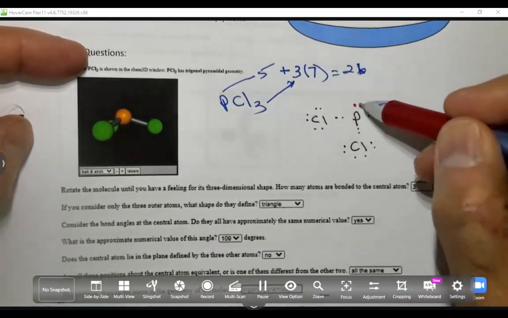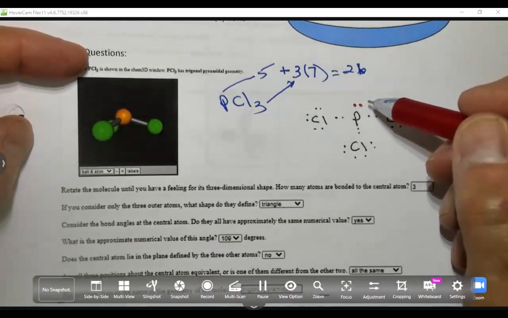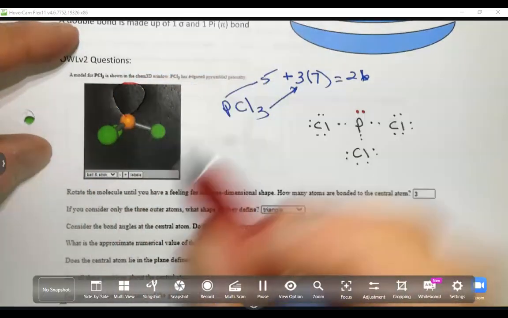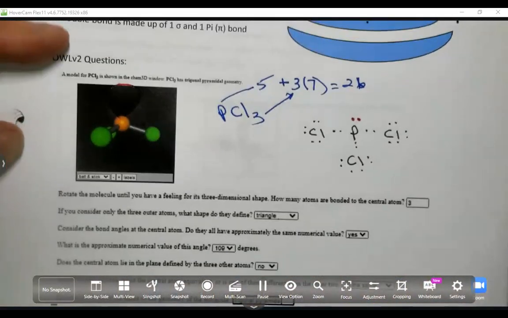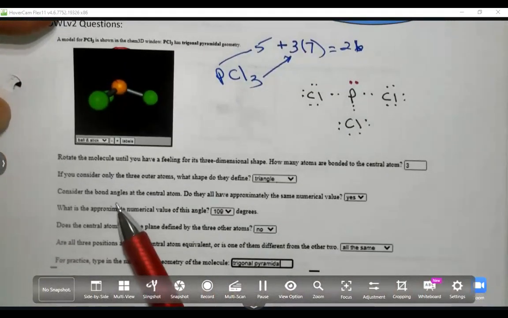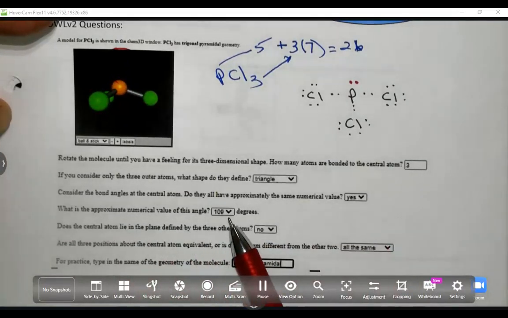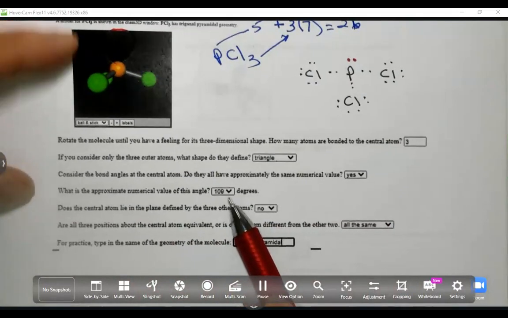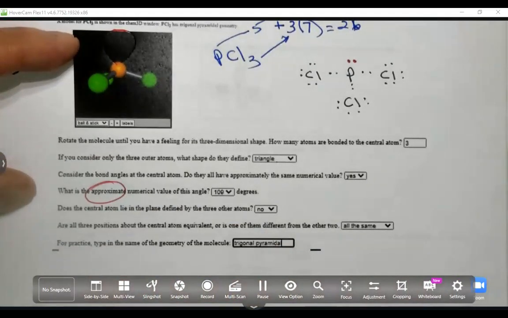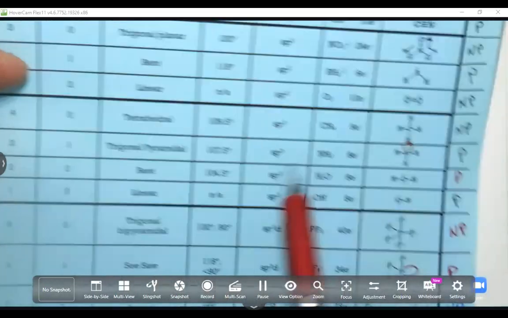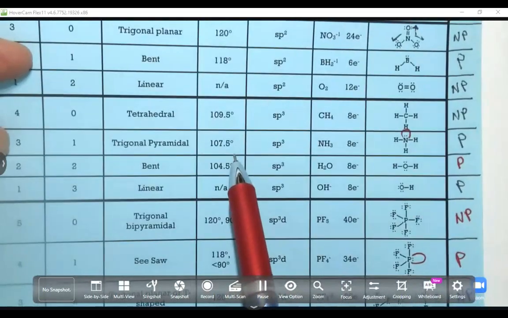We've got 1 non-bonding pair. This is a 3-1, right? This is a 3-1, which hopefully you predicted. There's nothing up here. You got to have a non-bonded pair up there. All right, consider the bond angles on the central atom. Do they have approximate? Yes. What is the approximate bond angle? 109. Okay, it says the word approximate, right? If we actually did a 3-1 on our blue sheet, 107.5. But again, the word approximate, 109, that's fine.